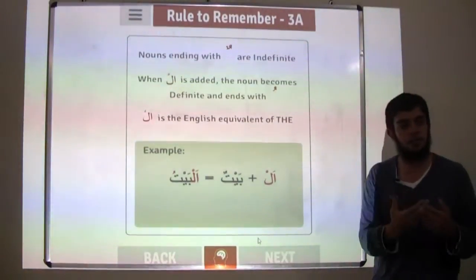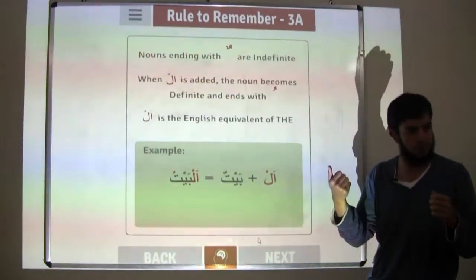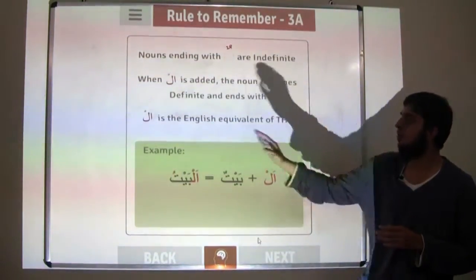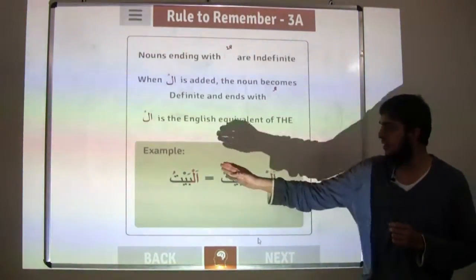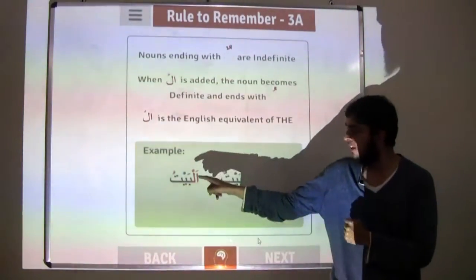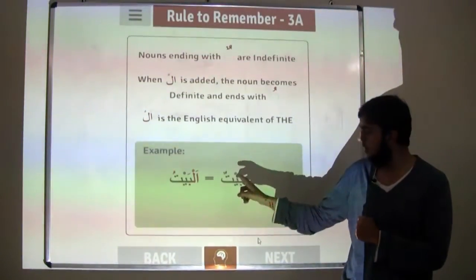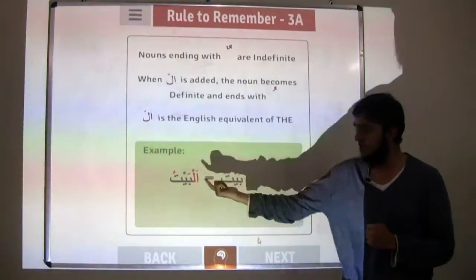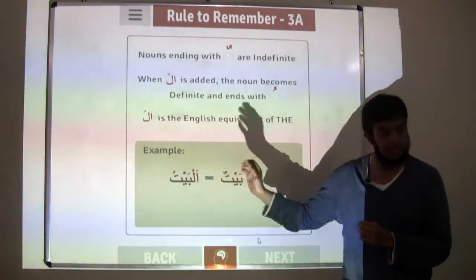So the double dhamma changes to single dhamma when al is added to the word before it, and its meaning changes to something definite. As you can see, al is the English equivalent of "the". And here, how the change begins is al plus baitun is equal to al baitu. So when al is added to baitun, the double dhamma of bait becomes single dhamma and becomes al baitu. So this is the rule, and whenever al comes, this change has to take place.